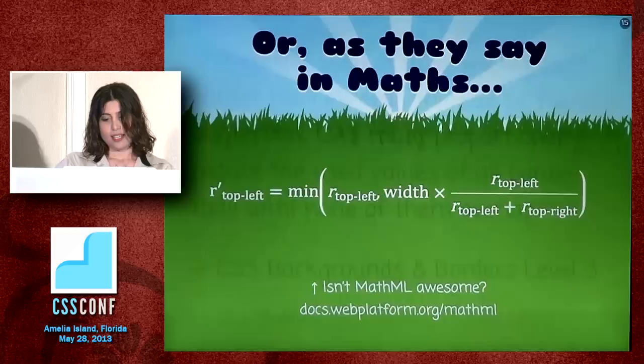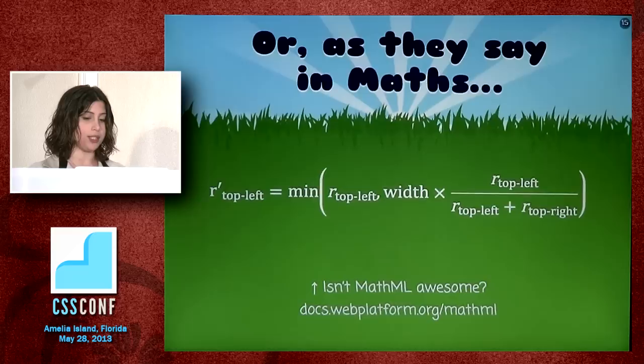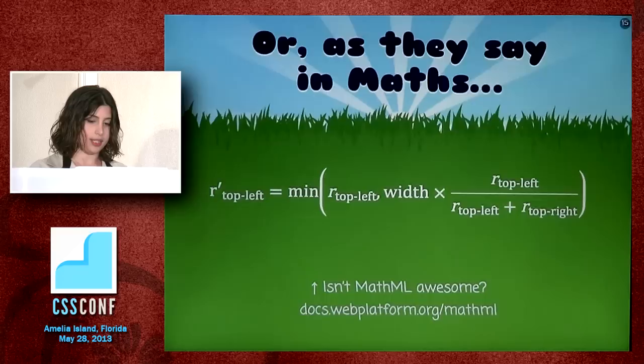And if you find math easier to understand, it looks like this. Every radius is either the specified one or the width multiplied by the ratio between the two radiuses on that side. And by the way, I'm using MathML for this equation. MathML is quite awesome where it's supported, and when it's not supported, you can just use a CSS fallback. Here I'm using Firefox, so it is supported, so it's just native MathML.